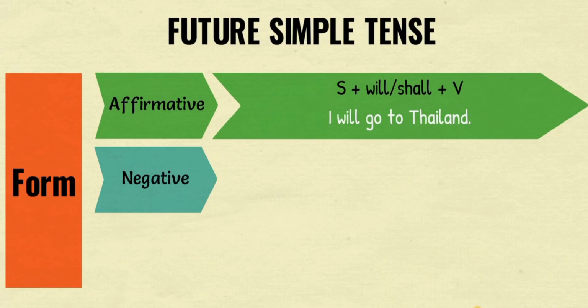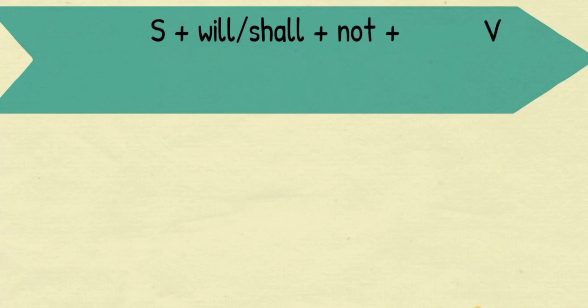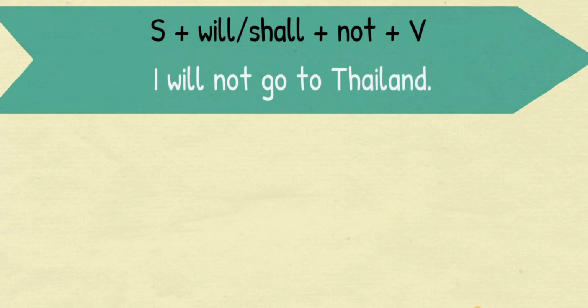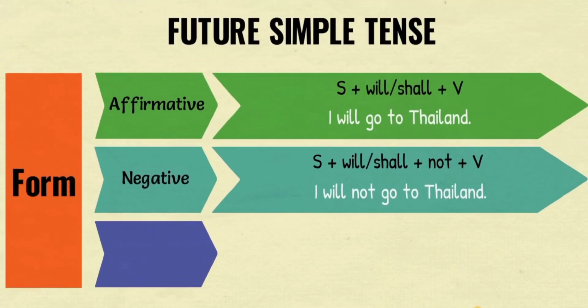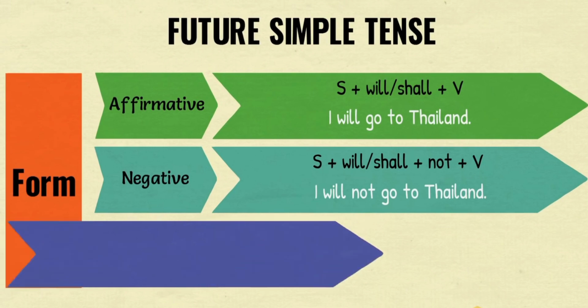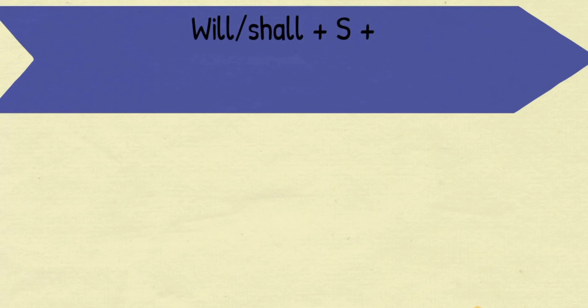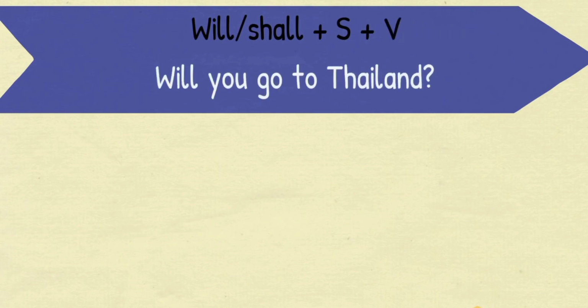Negative. Subject plus will or shall plus not plus verb. I will not go to Thailand. Interrogative. Will or shall plus subject plus verb. Will you go to Thailand?